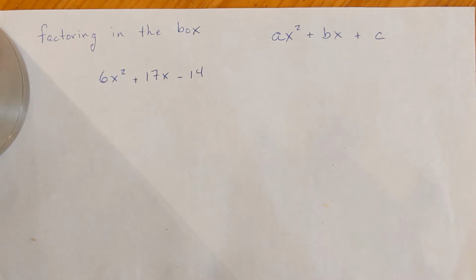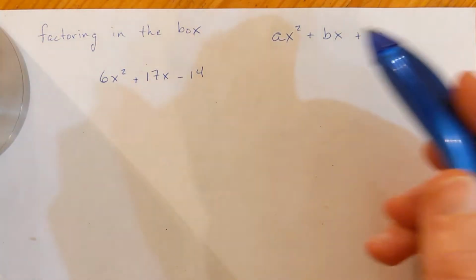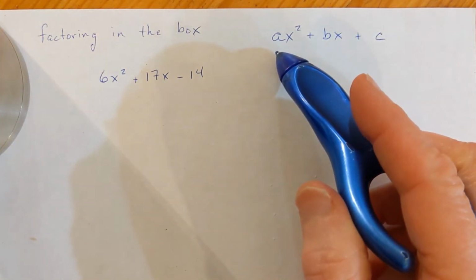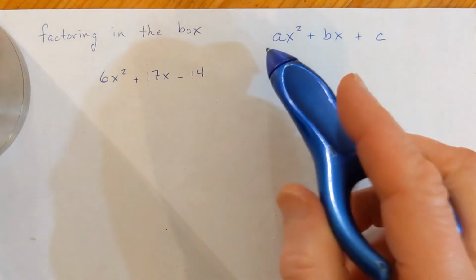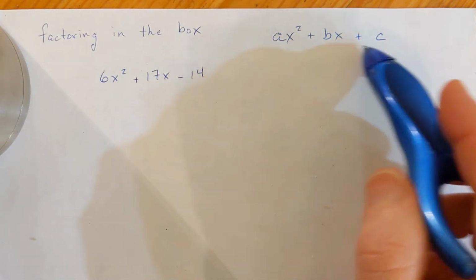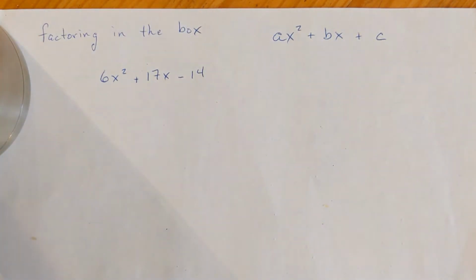So here's another method of factoring. This one is called factoring in the box. And it works really well with trinomials of the version ax squared plus bx plus c, where a is greater than 1.